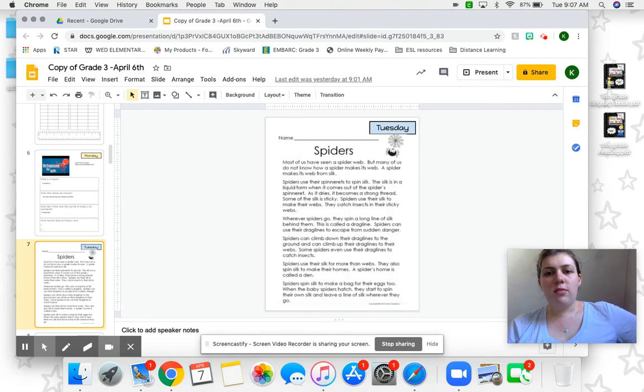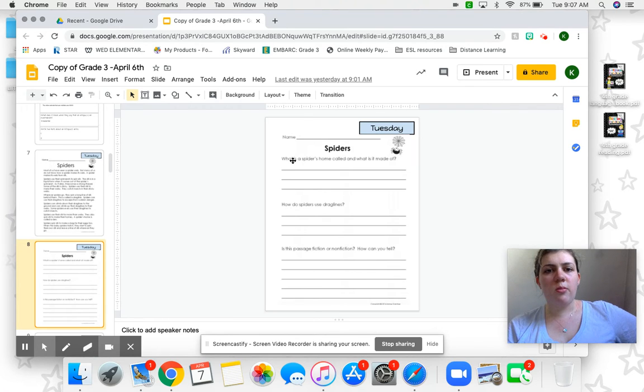Spiders use their silk for more than webs. They also can spin silk to make their homes. A spider's home is called a den. Spiders spin silk to make a bag for their eggs too. When the baby spiders hatch, they start to spin their own silk and leave a line of silk wherever they go. Your first question: what is a spider's home called and what is it made of?